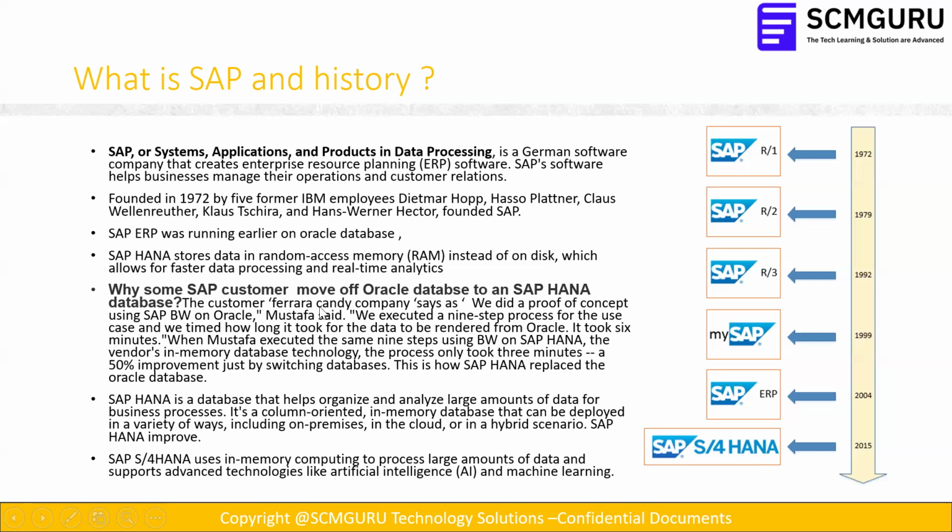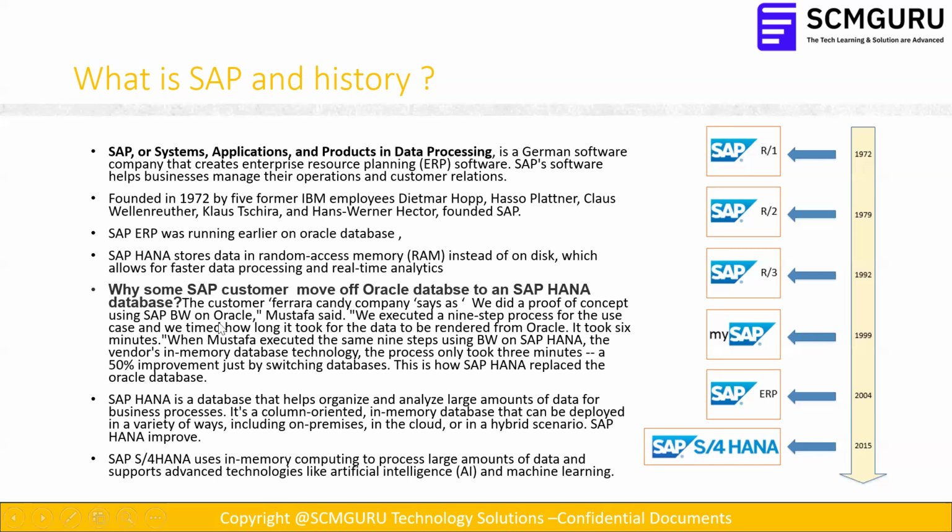Earlier, in 1992, SAP was completely running on Oracle database. There is one test case: a customer, Ferrara Candy Company from America, was facing a performance issue with Oracle. They found that SAP S4HANA helped them improve the performance.